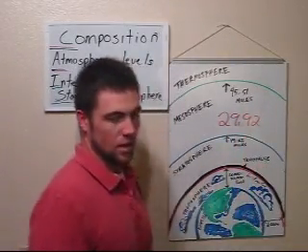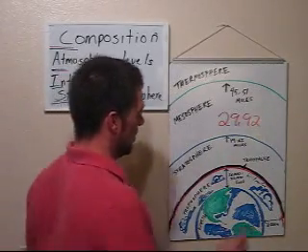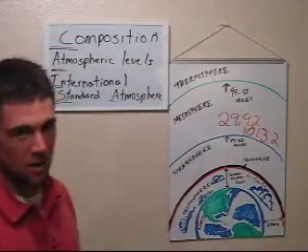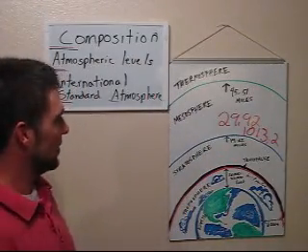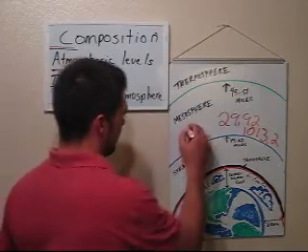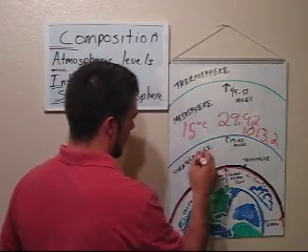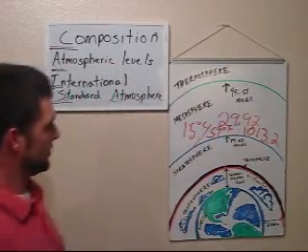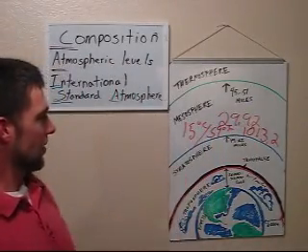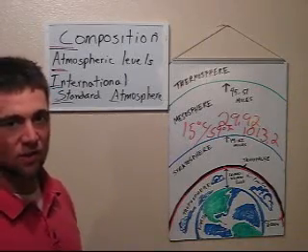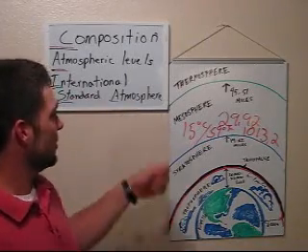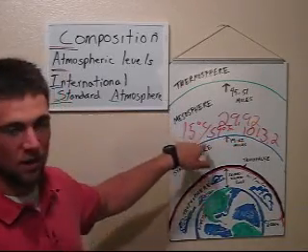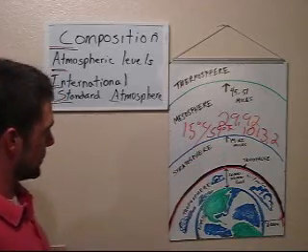is 29.92 inches of mercury, or 1013.2 millibars. That's the standard pressure. The standard temperature is 15 degrees Celsius or 59 degrees Fahrenheit at sea level. So just to review, the International Standard Atmospheric Pressure is 29.92 inches of mercury and 15 degrees Celsius at sea level.